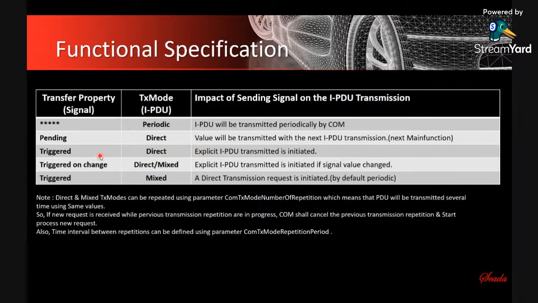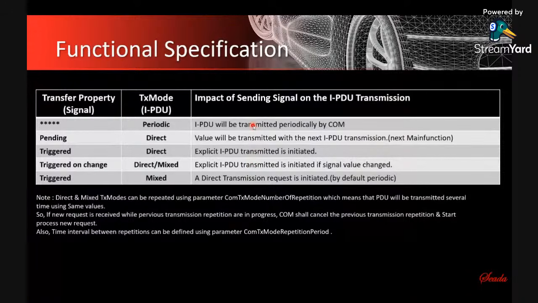Okay, and then we have a transfer property. If it's triggered and we have direct, then of course transmission is initiated here. And if it's triggered on change with direct or mixed, then, as I told you, one of them happens in this case. This means whenever the signal is updated, an explicit IPDU transmission is initiated at this time. And if it's triggered and mixed, for me this IPDU will be transmitted periodically by default, as I mentioned. And maybe there is a trigger coming from the application at some point of time, in between this periodic transmission. I have no problem. It will be transmitted in this case. Okay, take care about something.